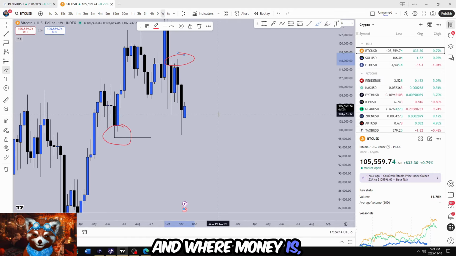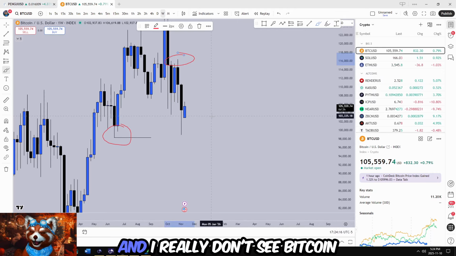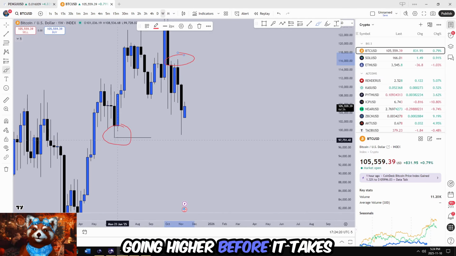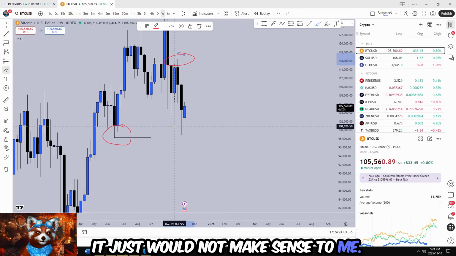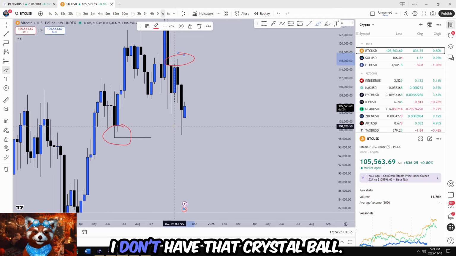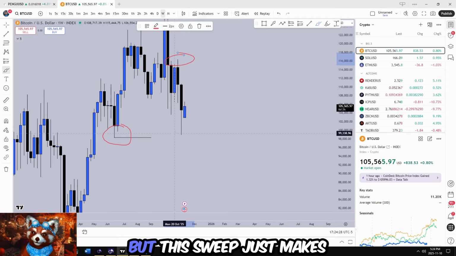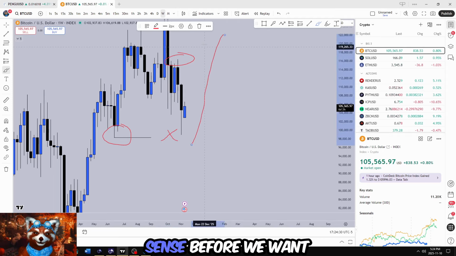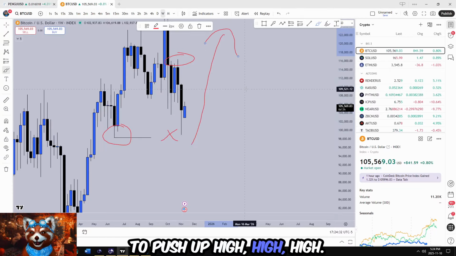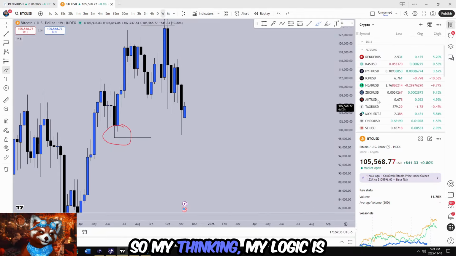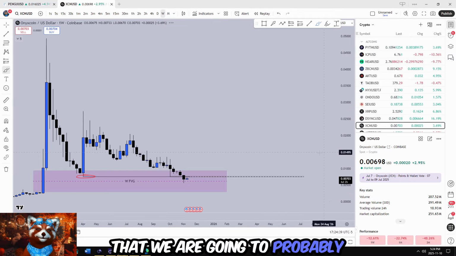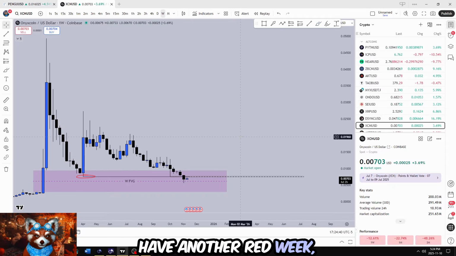And where money is, price chases that money. And I really don't see Bitcoin going higher before it takes out this low-hanging fruit. It just would not make sense to me. Yes, obviously it's possible. I don't have that crystal ball, but this sweep just makes sense before we want to push up high.